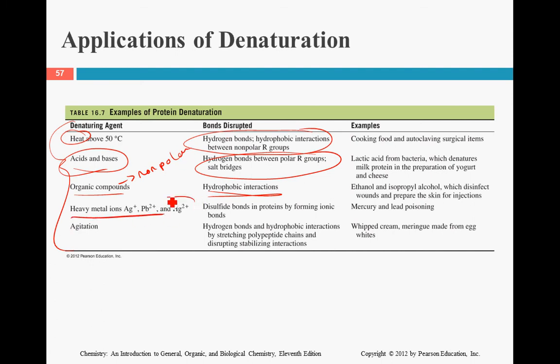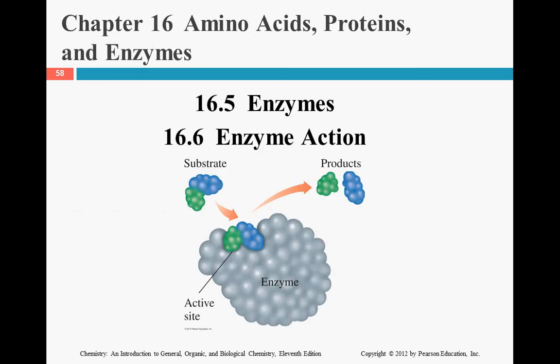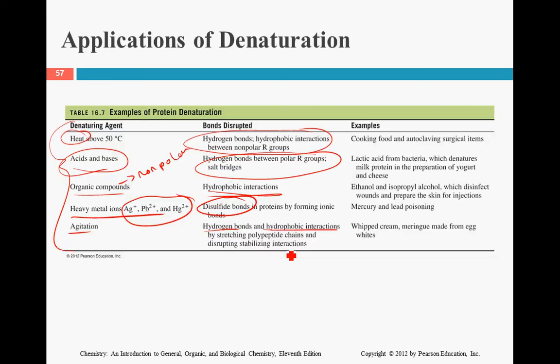Heavy ions, here are 3 heavy ions that it's referring to. Disulfide bonds are going to be broken up because of that. And then agitation, shaking it, whipping it, something like that. Hydrogen bonds, hydrophobic interactions, stretching polypeptides. So basically, you're just messing the whole thing up because you're pulling it apart. And that is the end of denaturation and the explanation of tertiary and quaternary.